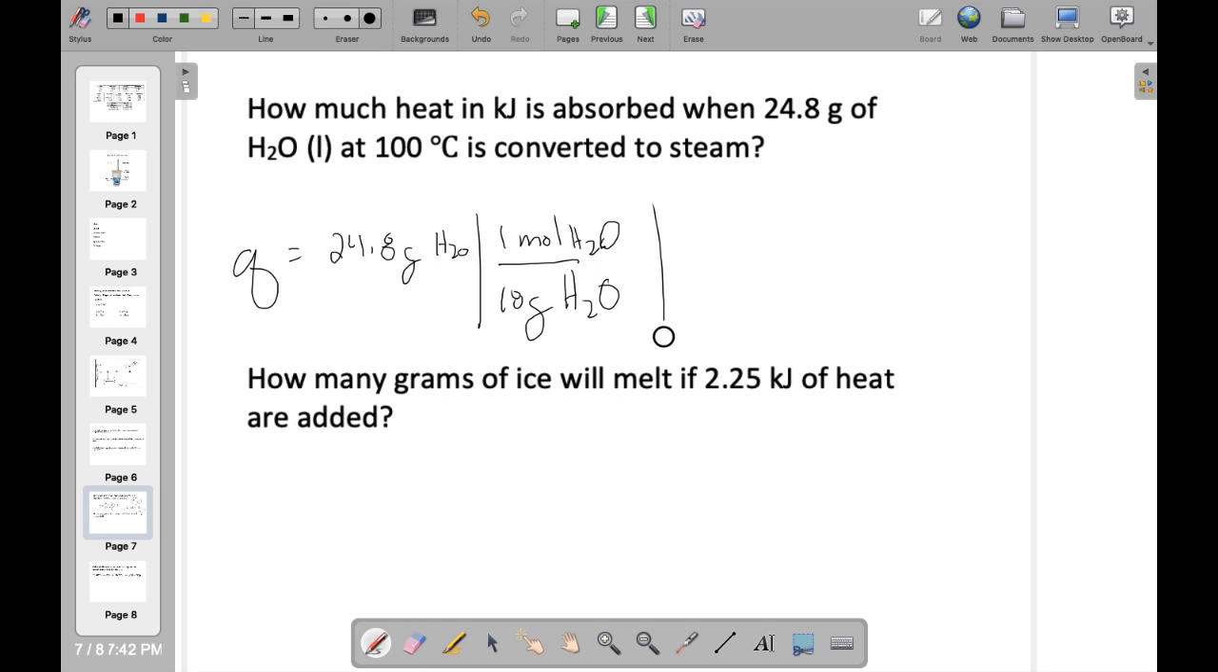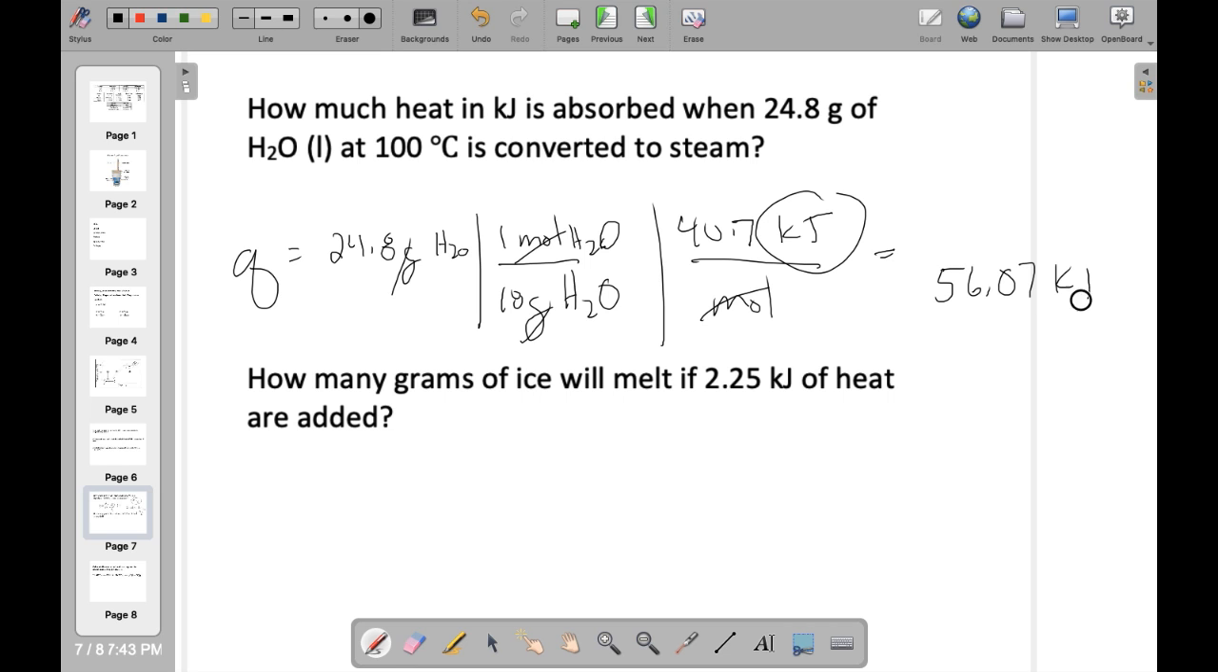Now I will use my heat of vaporization, which is going to be 40.7 kilojoules per mole. So I will take the grams, the mass, convert it to moles, convert it to energy. My moles will cancel, my grams will cancel, I will get kilojoules. And in the end, I'm going to get around 56.07 kilojoules. Do the happy dance. You got an answer.